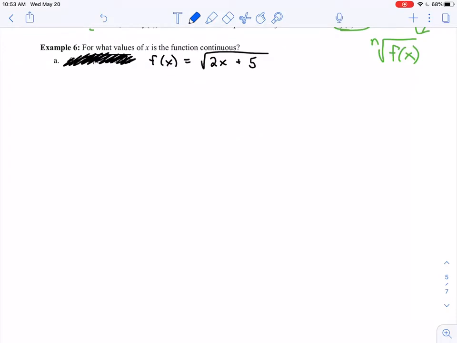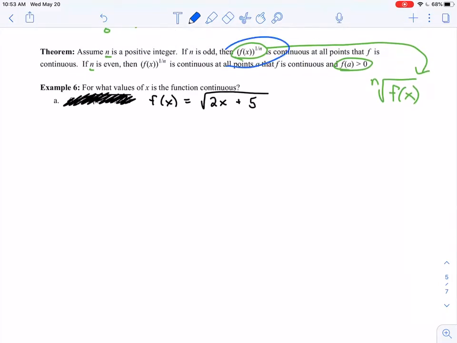And you might look at this and say, well, this doesn't really look like either one of these here. When we say square root, what we really mean is the index of this root. There's really an imaginary 2 there. So another way I could think about this is 2x plus 5 raised to the 1/2 power. So I'm interested in the index of the root, which would be the denominator of our power. So I'm looking at that. I see, okay, it's 2. This is an even root. So what does this mean?